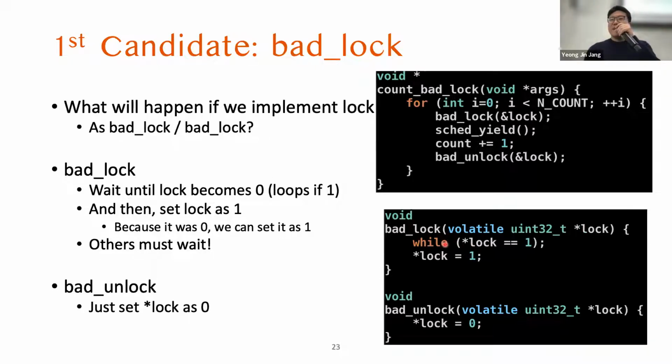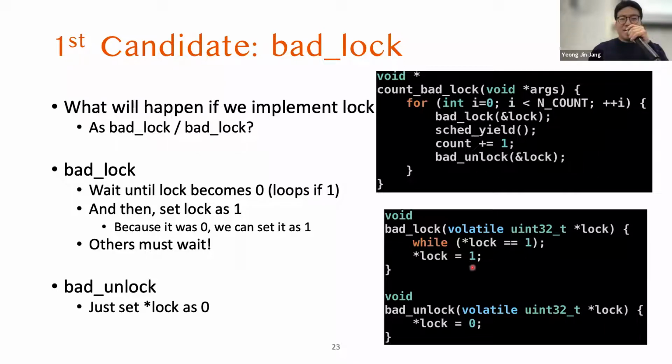At the lock, we will wait until the lock variable becomes 0. If it is 1, stay in the while loop. If it gets 0, then break out and set it to 1, closing the door so that no other thread can get in. Then bad unlock will just set the lock variable to 0, so that some other thread will observe the value 0, break the while loop, and get into the critical section.